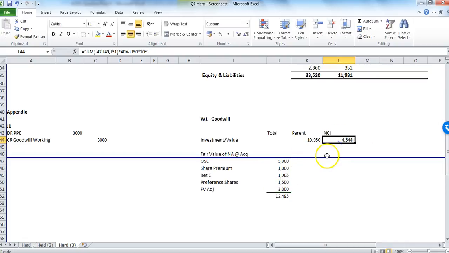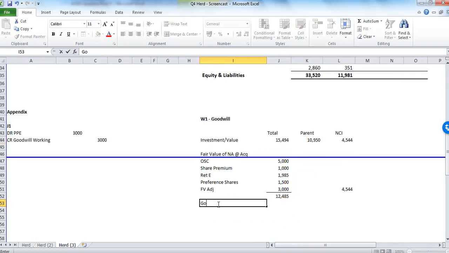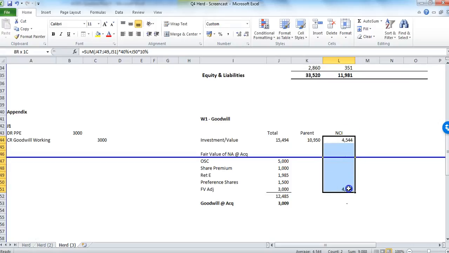So the NCI is going to be valued at 4,544. Of course, that's going to be the same amount here because it is the partial method. And then for the parent, if you want to check, we just add them up, giving you a total of 15,494, so total goodwill at acquisition is 15,494 minus 12,485. So it's 3,009,000. So that's the goodwill. And just to confirm that it's nil here, because it's 4,544 minus 4,544.